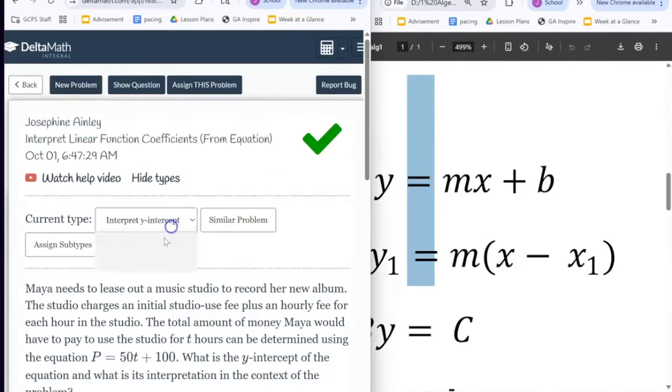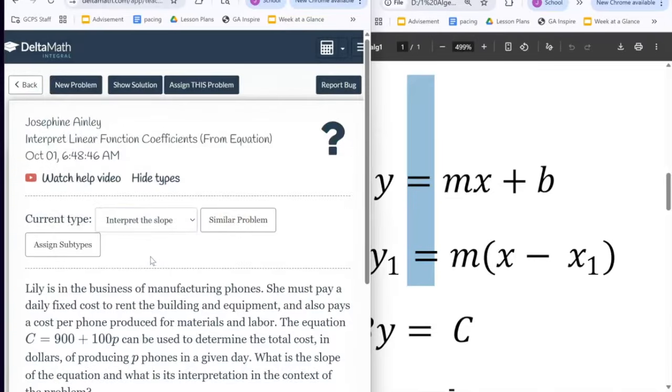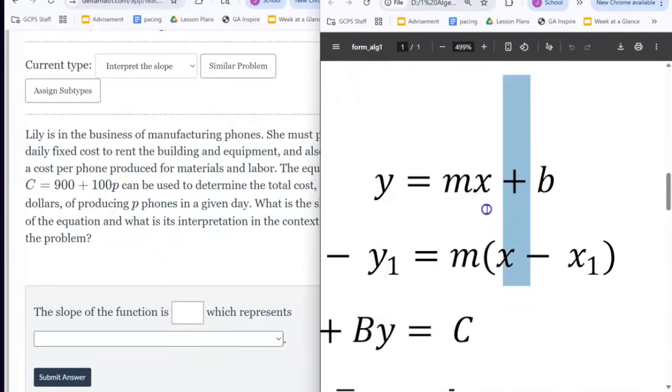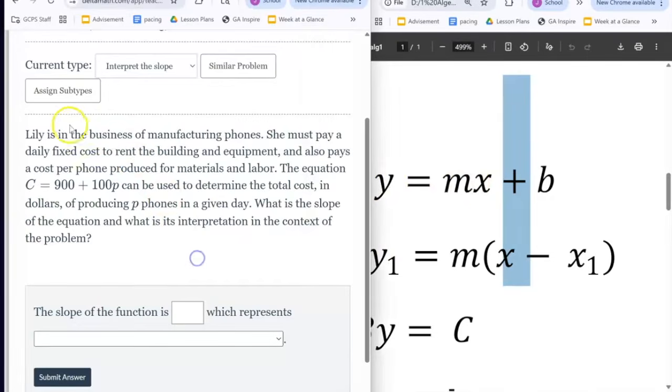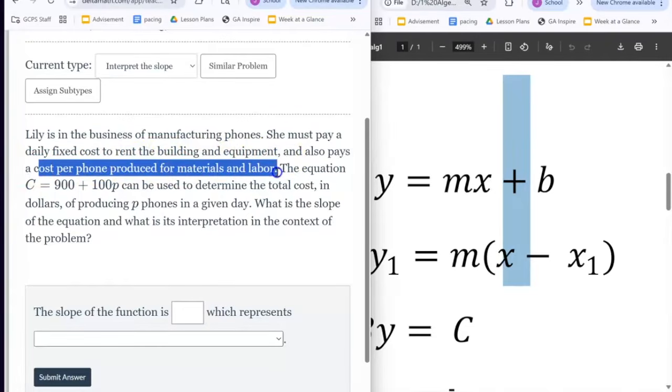All right, so we're going to take a look at how to interpret slope. Again, just looking at an equation, plus b is what I start with. Slope is the number that keeps happening, and then y is the total. Lily is in the business of manufacturing phones. She must pay a daily fixed cost, which is the y-intercept, 900, to rent the building and equipment. She also pays a cost per phone produced for materials and labor. So here's the phone, right?